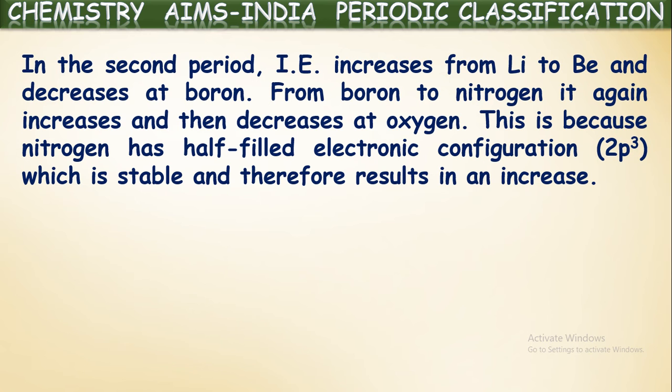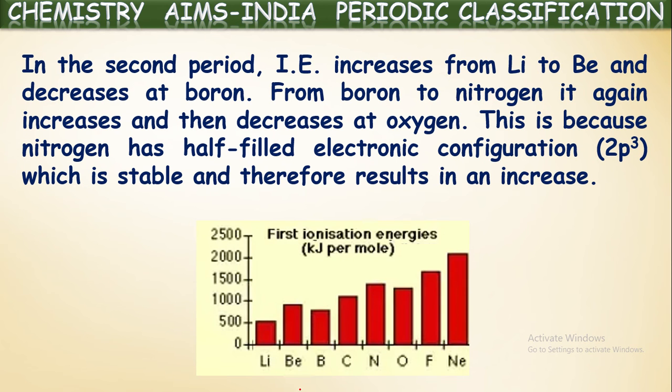Let us see second period elements. In the second period, ionization energy increases from lithium to beryllium. As the size decreases from lithium to beryllium, ionization energy increased. But coming to boron, it decreased again compared to beryllium. Because if you observe the configurations of these two, beryllium has paired electrons in its 2s2 configuration, isn't it?